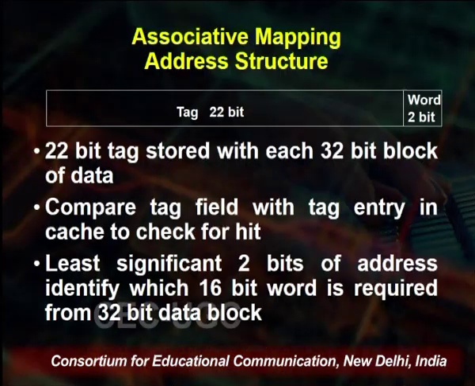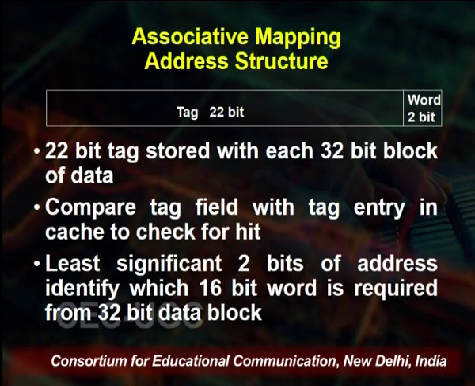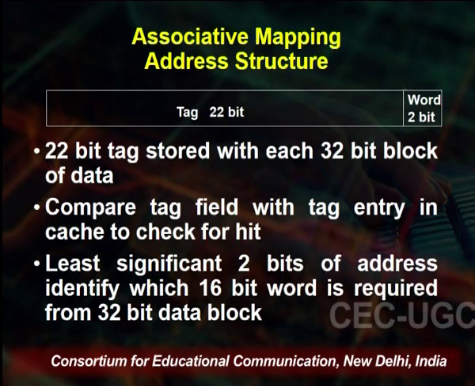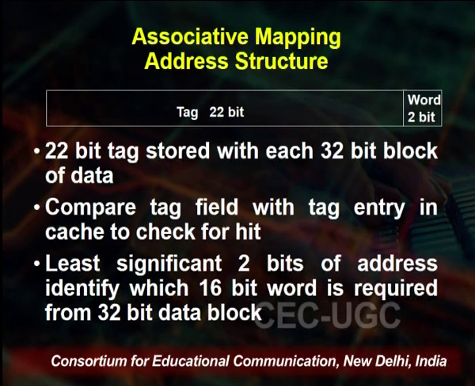The associative memory structure also utilizes a similar tag: a 22-bit tag and a word of 2 bits. A 22-bit tag is stored for each 32-bit block of data. We compare the tag field with the tag entries in the cache to check for a hit, because we are looking for some data now. The least significant 2 bits of the address identify which 16-bit word is required from the 32-bit data block, and that's how the searching happens.